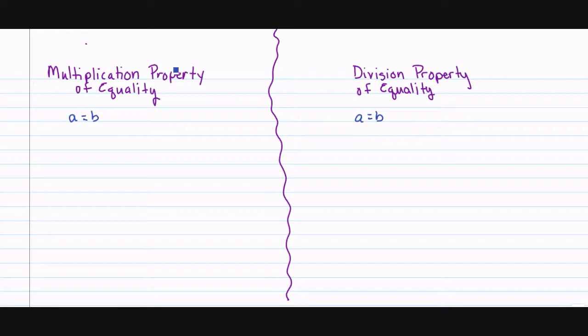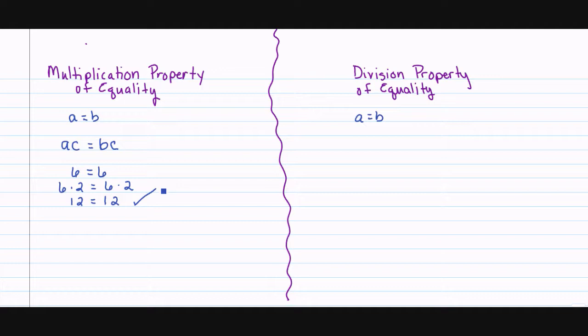What it's saying, in order to keep an equation balanced, is, for example, if I have A equals B, and I'm going to multiply A times C, in order to keep it balanced, I have to multiply B times C. For example, if I have 6 equals 6, and I'm going to multiply this side by 2, I have to multiply this side by 2 in order to keep the equation equal to each other.